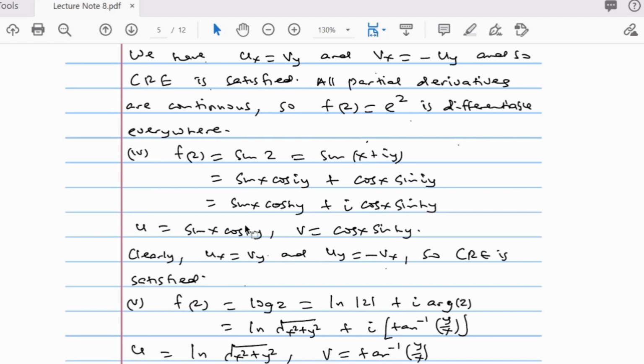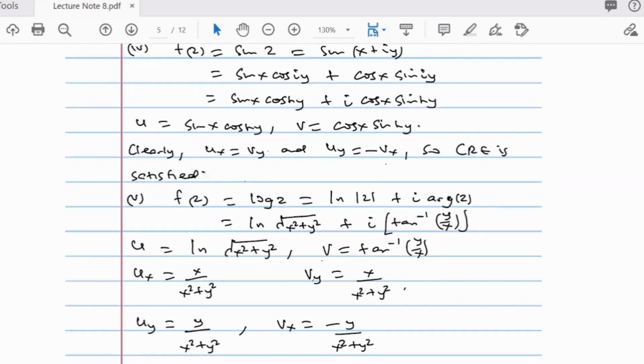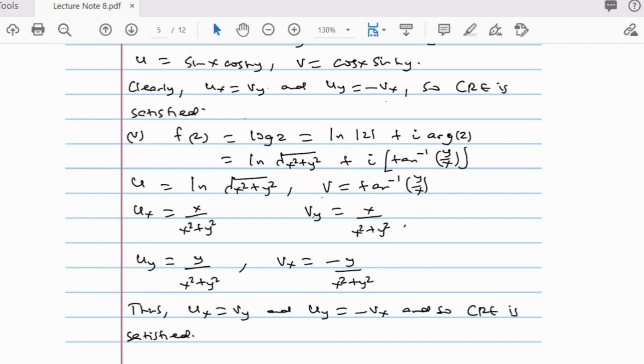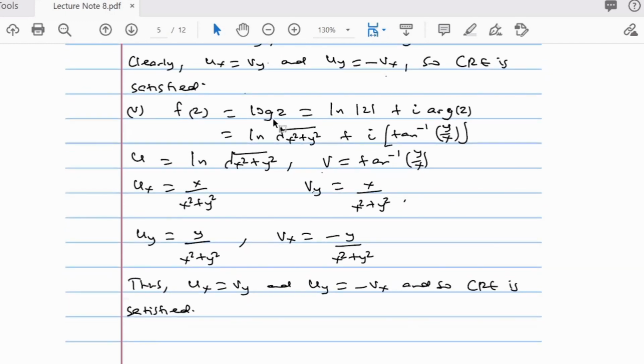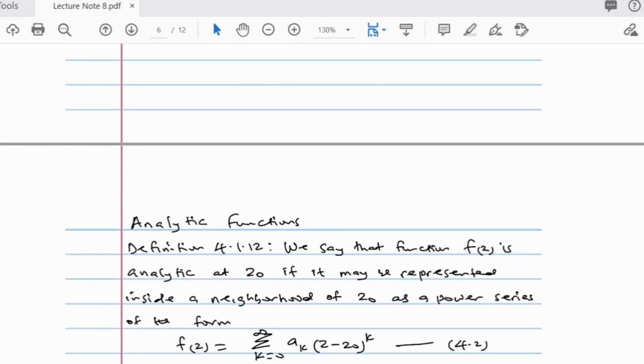So now, if you differentiate with respect to x, you discover that u_x will be equal to the partial derivative of v with respect to y, and u_y will be equal to minus v_x. So you see that the function f of z equals sin z satisfies the Cauchy-Riemann equations. Okay. You can also check the next example, f of z equals log z. So log z also satisfies the Cauchy-Riemann equations with what I have there. Okay, so let me not waste much time on this.